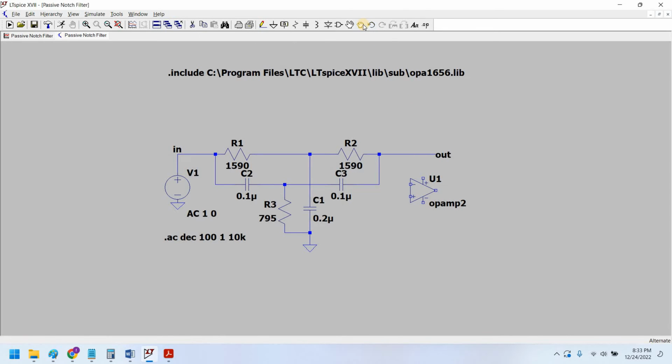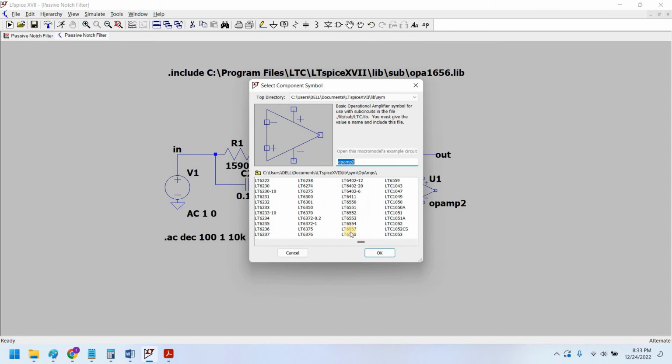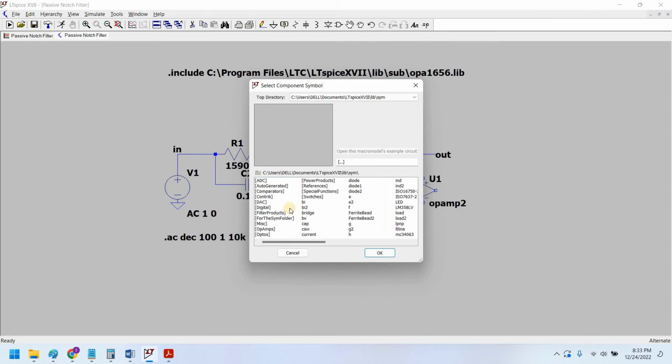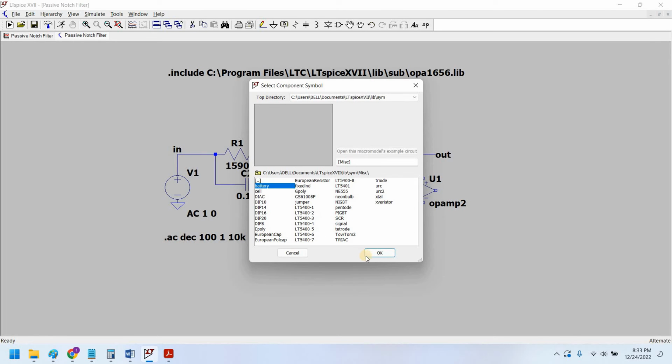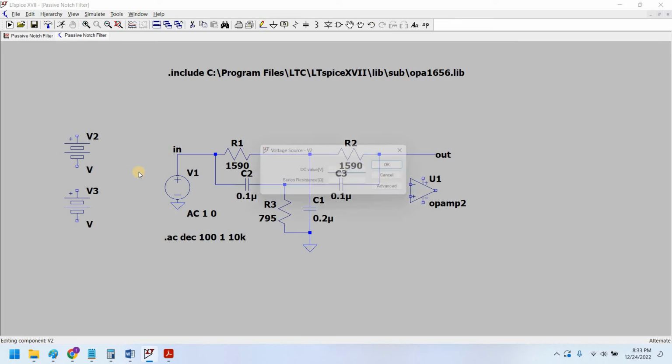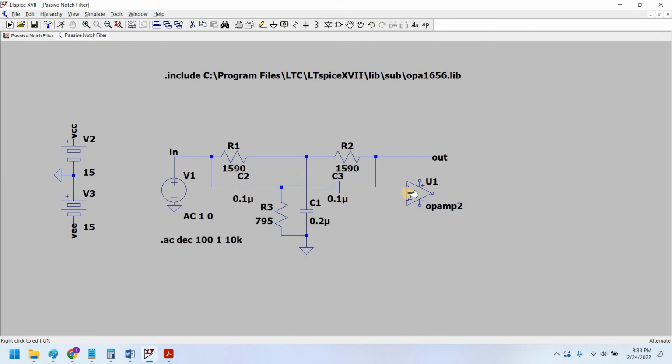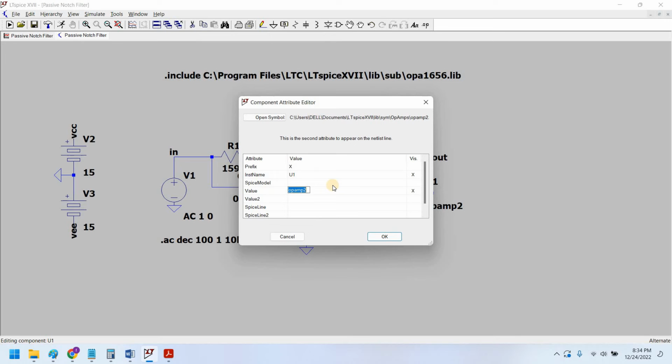Now I would also place the power supply for the op-amp, that is dual plus minus 15 volt. So this battery here 15 volt and minus 15 volt, I would connect them in series to get our VCC and VEE, right? I would place the ground here. Okay, and I would rename this value to OPA1656.